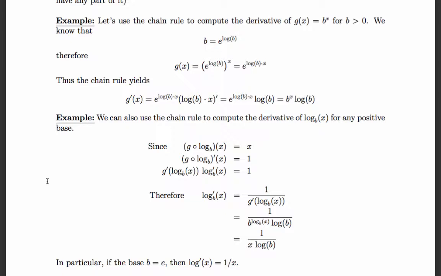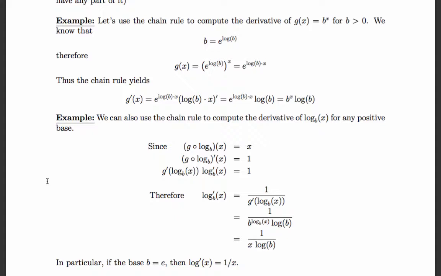The chain rule says g prime of x is, well, the derivative of e to something is e to something, and we're going to evaluate at log b times x. So I just get e to the log b times x times the derivative of log b times x. Now, log b is just a number. The derivative of a number times x is, well, that number. So I get e to the log b times x times log b. Now, of course, remember that e to the log b times x is b to the x. So the derivative of b to the x is b to the x times the natural logarithm of b.